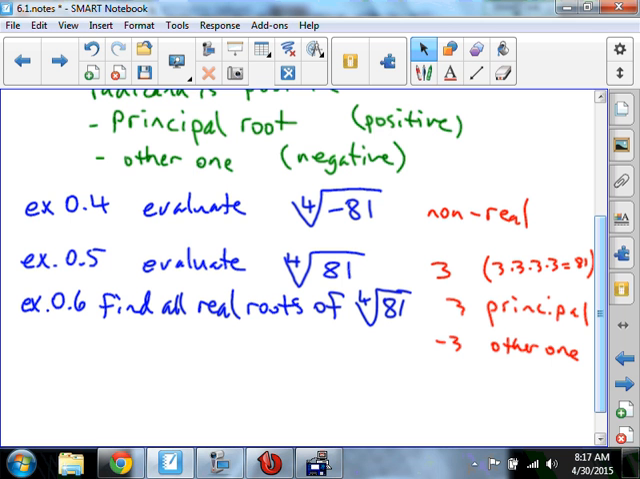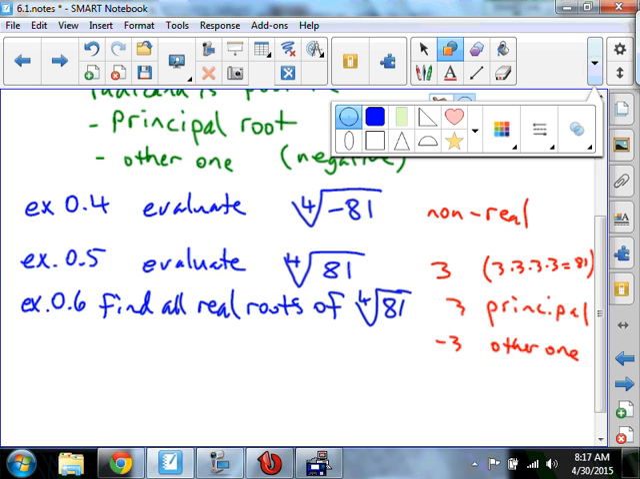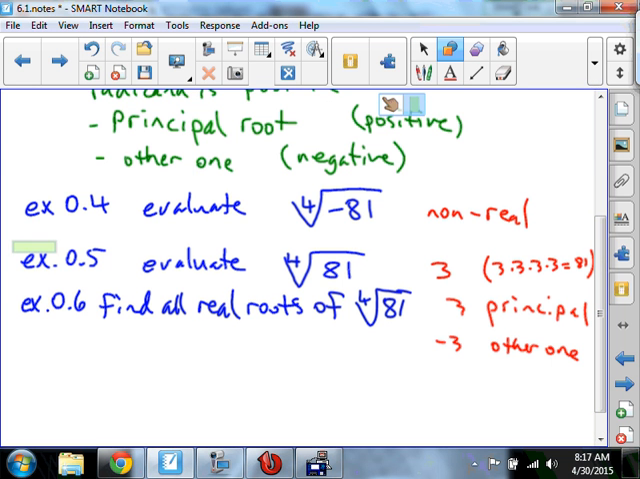Do we see the subtle difference in the directions between 0.5 and 0.6? When it asks you for all the roots, we have to find both the principal and the other one. When it just says to evaluate, just the positive one's okay. What do we think so far? We doing all right?